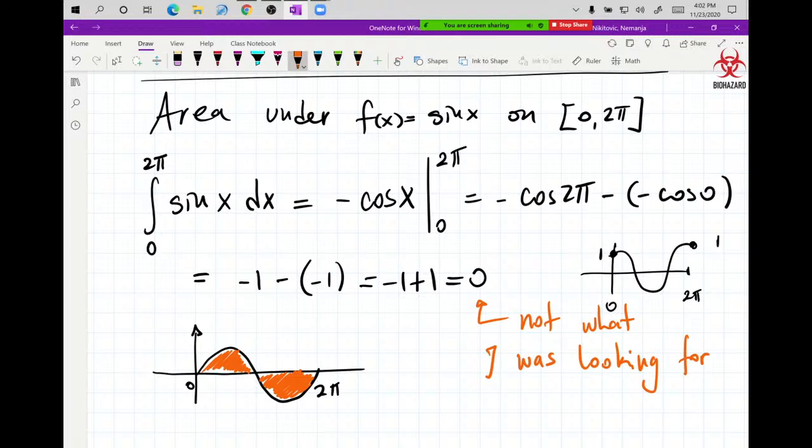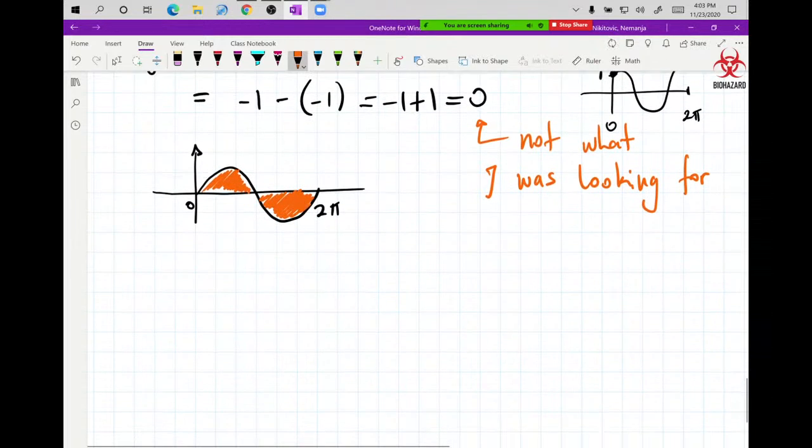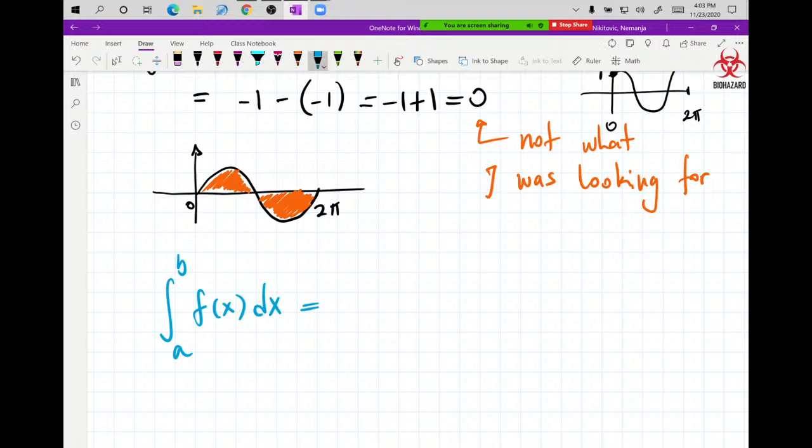Not what I was looking for. So how do we fix this issue? You fix this issue by use of the rule from last class, the rule that states that any integral can be interrupted anywhere as long as you add the two integrals together at the end.